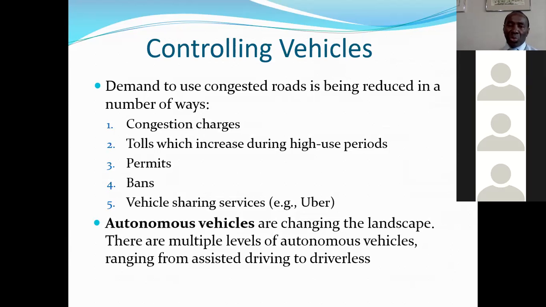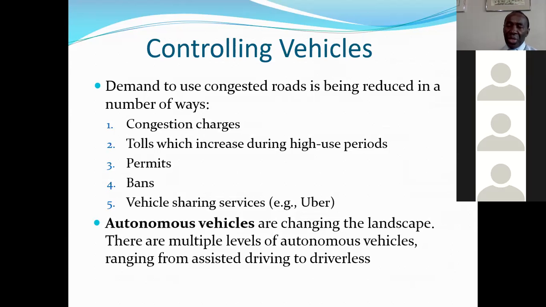Then in some parts of the world, tolls increase during peak hours. Then some roads you have to have permits, and some roads in Europe in particular, it's a complete ban. You are not allowed to drive on some roads during peak hours. They give preference to public transportation. Then Uber, we talked about Uber recently, can help to minimize the congestion because 3 or 4 people can get into an Uber car, reducing the number of cars on the road.